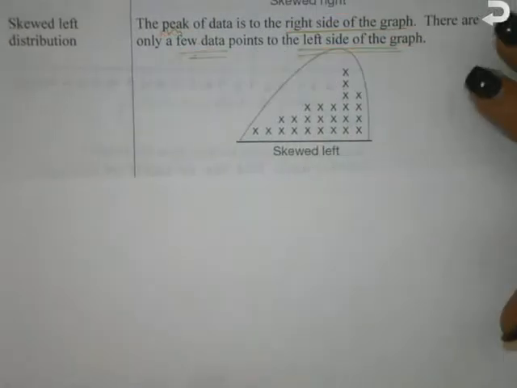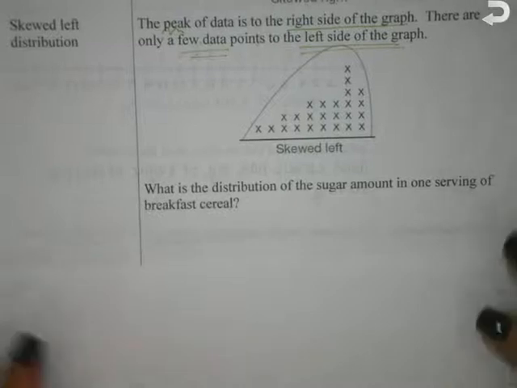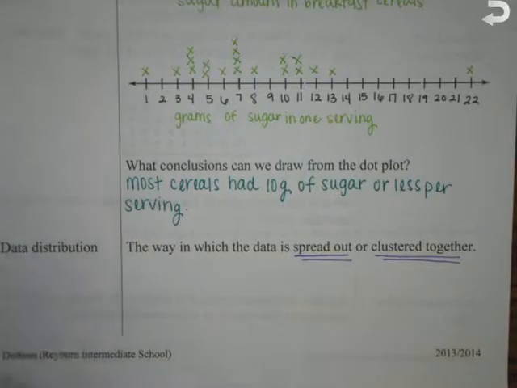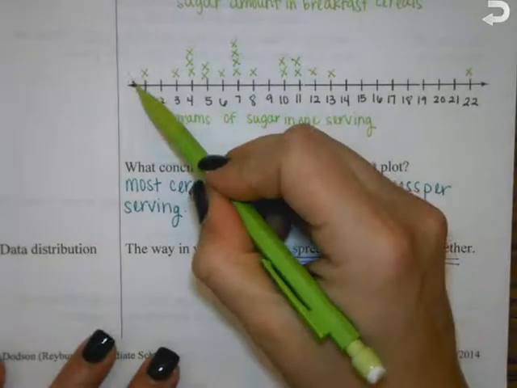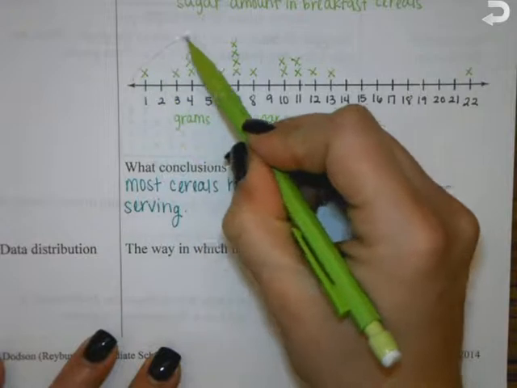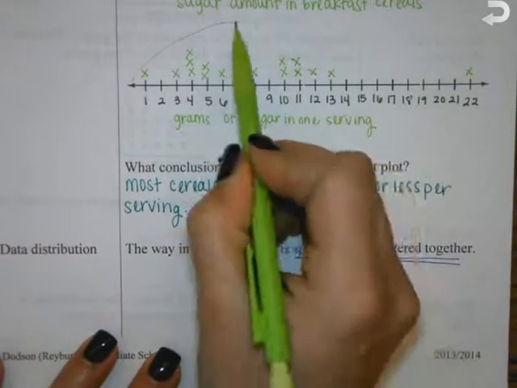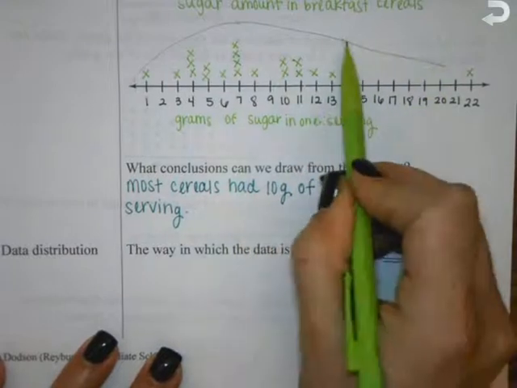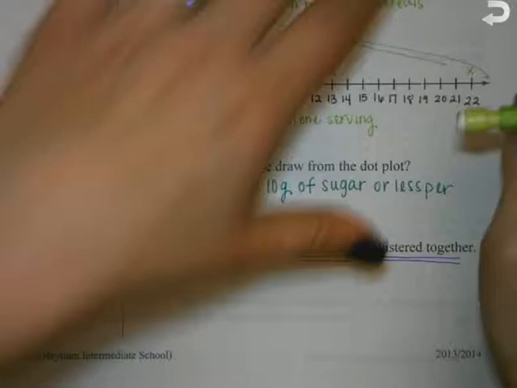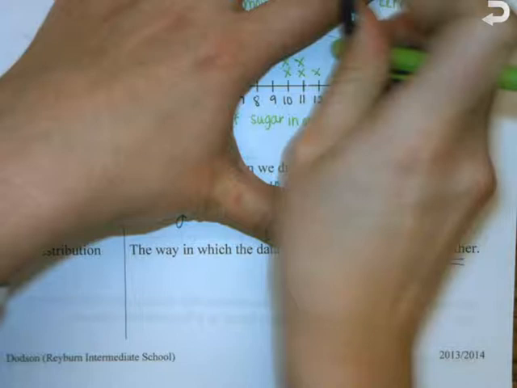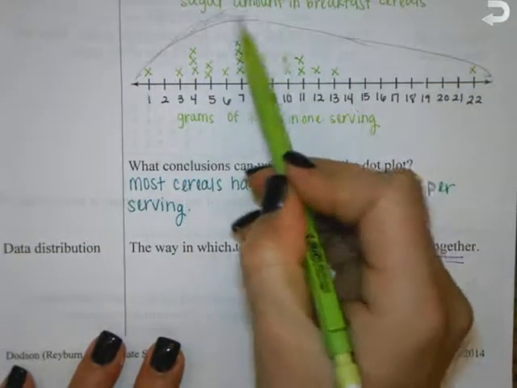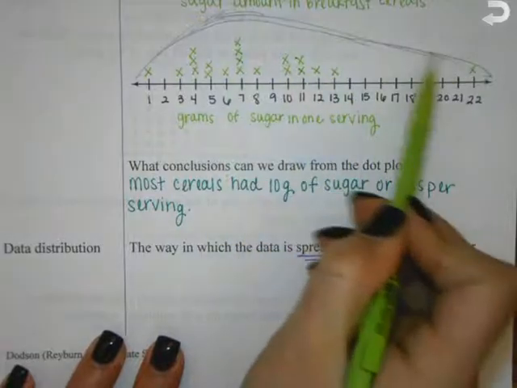Question to you guys. Let's go back and look at our dot plot that we made. What is the distribution of the sugar amount in one serving of breakfast cereal? Let's draw a light curve over our dot plot to see where it goes. It sort of peaks over here around 7, and then it starts to tail off, and you have to make sure that your curve goes all the way to the last one. Ours is not super peak-ish, but if it looks something like that, does that help?